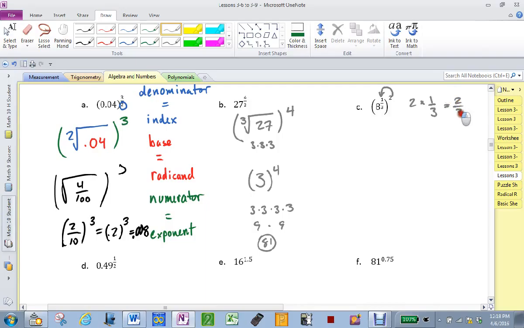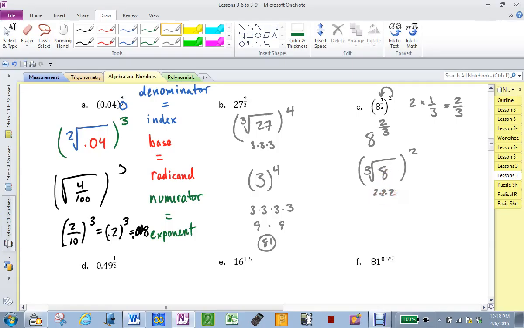Okay. So what does this become? 8 to what power? 2/3. Now you already know how to do this. What does the 3 become? The index. What does the 8 become? The radicand. And all that is to what power? 2. Do we know the cube root of 8? 2, because it's 2 times 2 times 2.